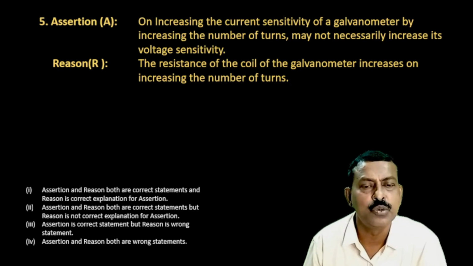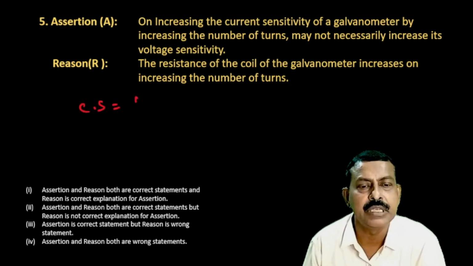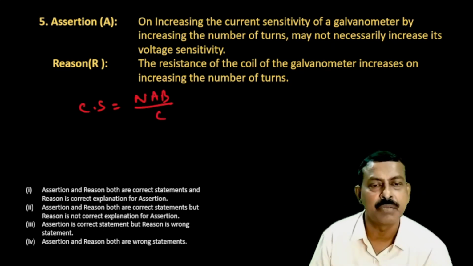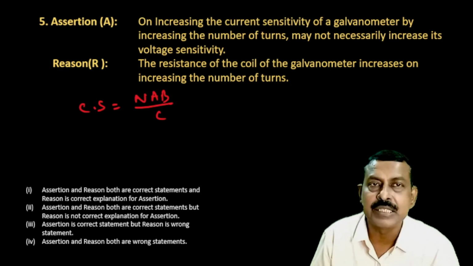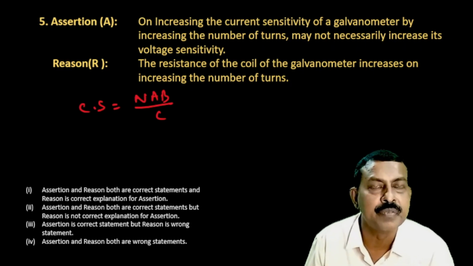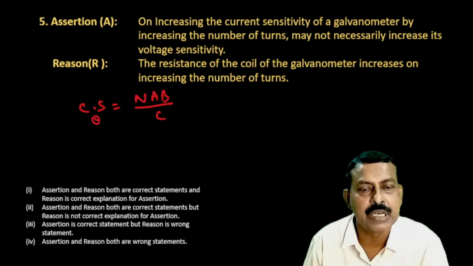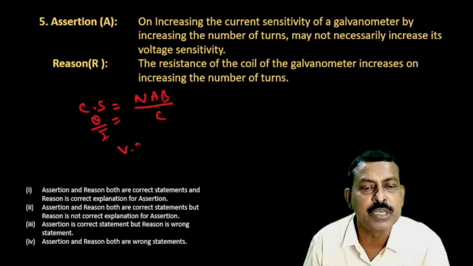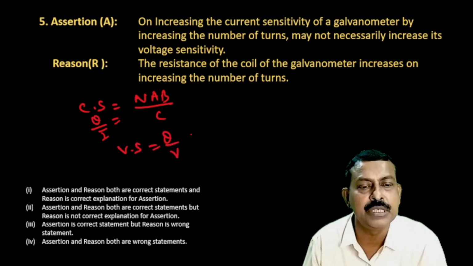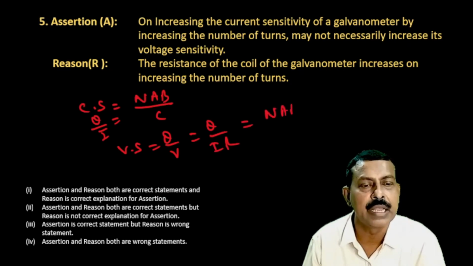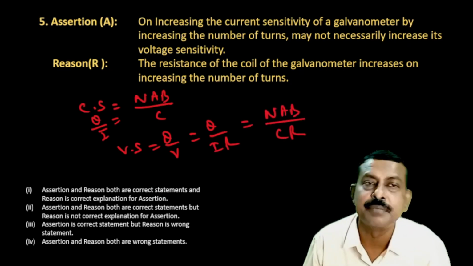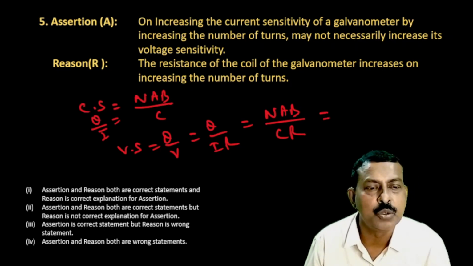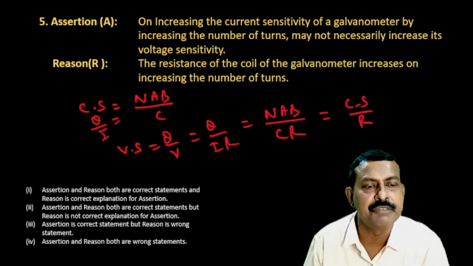Current sensitivity, you know that if I take current sensitivity, it is your NAB by C. N is the number of turns, A is the area of the coil, B is the magnetic field, and C is the restoring couple per unit twist. Because this term is basically theta by I, and that one gives you this value. If you take voltage sensitivity, this will be your theta by V, which is basically theta by I into R. So in that case, it is your NAB by C into R. So that means you can say that it is your current sensitivity divided by R.